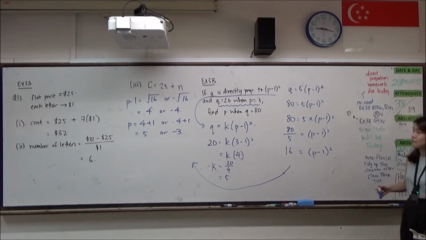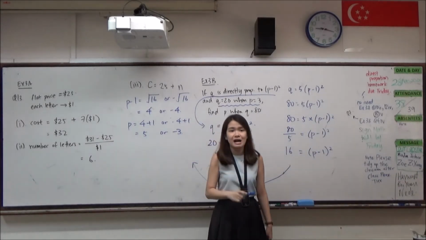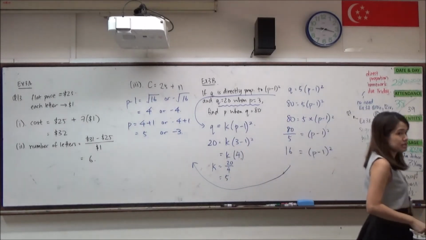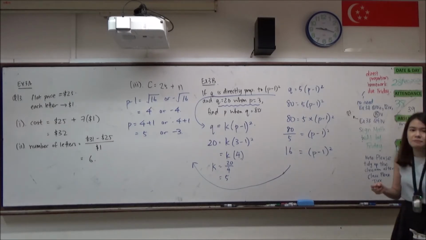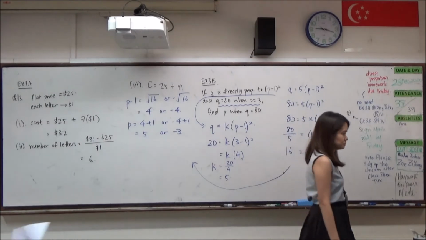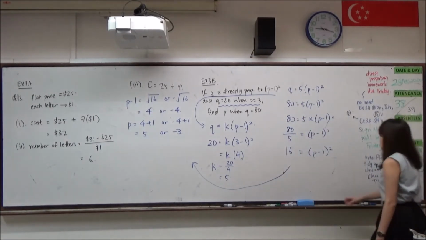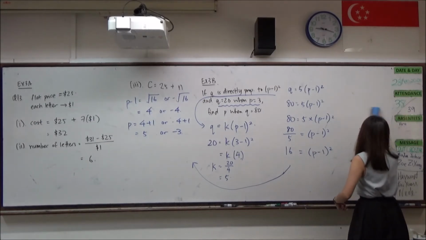For question 7, there are two answers, 5 or negative 3. Both are answers, and both need to appear. If there are no other questions, will you please submit your homework to the front? Staple them together. Staple 3A and 3B together if you have them separately. Stay back, ready to go.